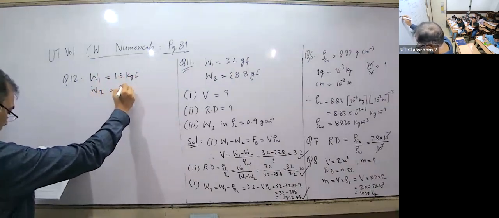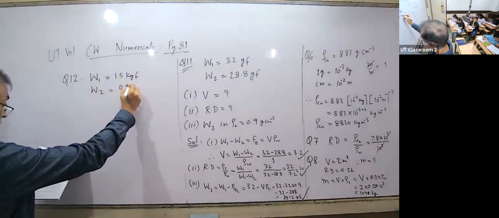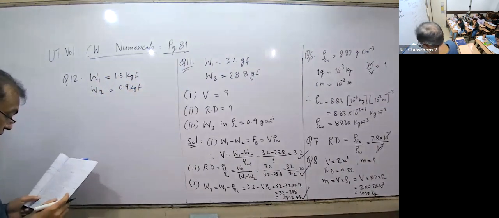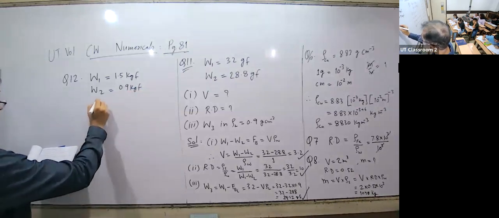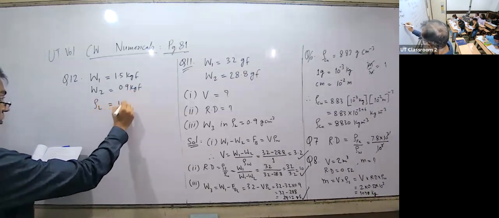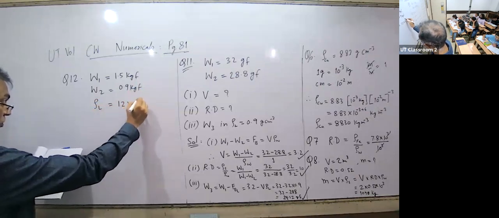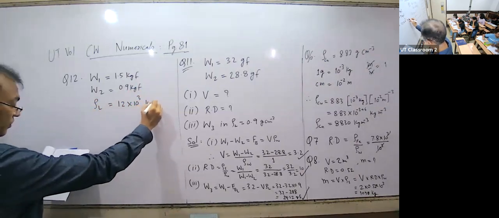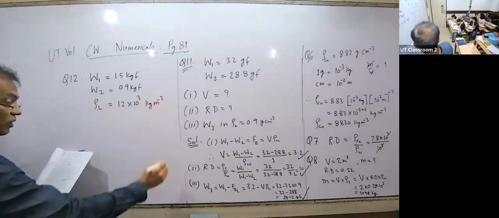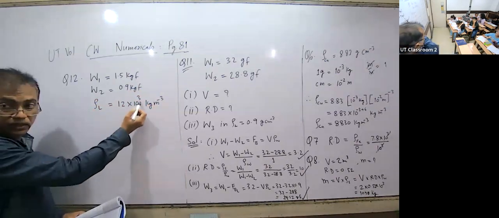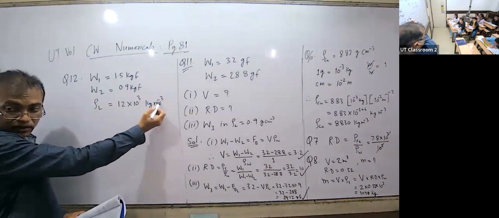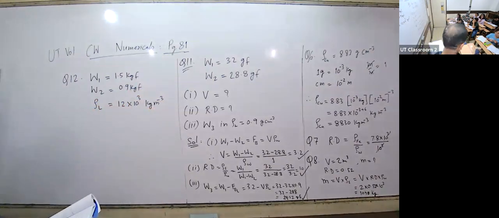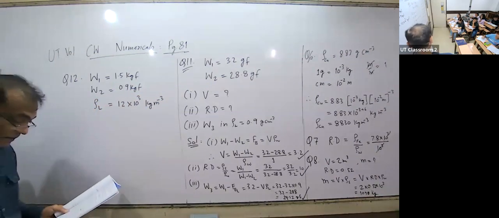W2 is 39.5 kg. हाँ. नहीं 0.9. Next, density of liquid rho L is equal to 12 into 10 raised to 3. अभी करेक्ट कराया ना मैंने? kg per meter cube. यूनिट भी करेक्ट करो. दो करेक्शन है. इधर 3 है, इधर -3 है. नहीं किया था ना?